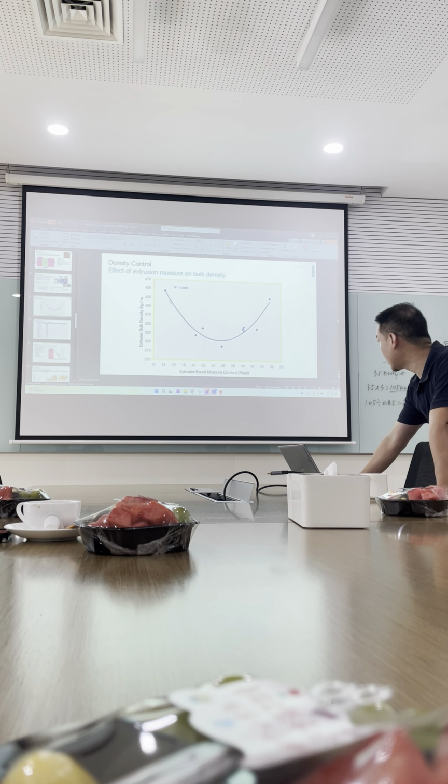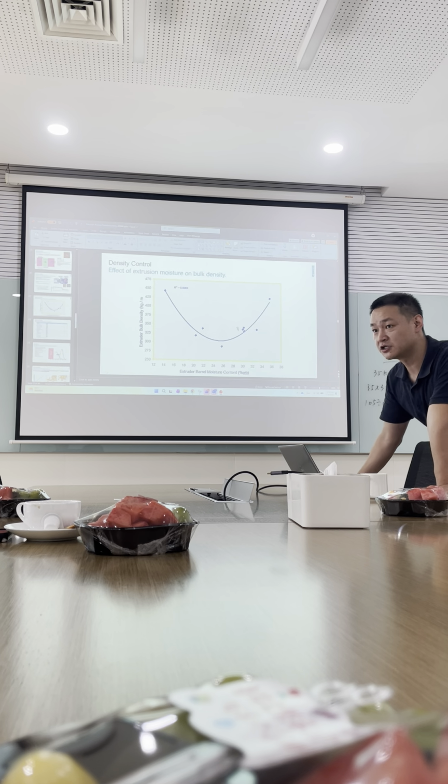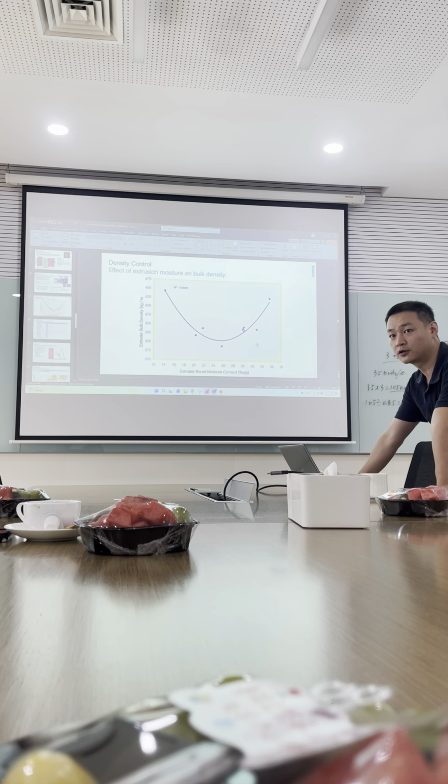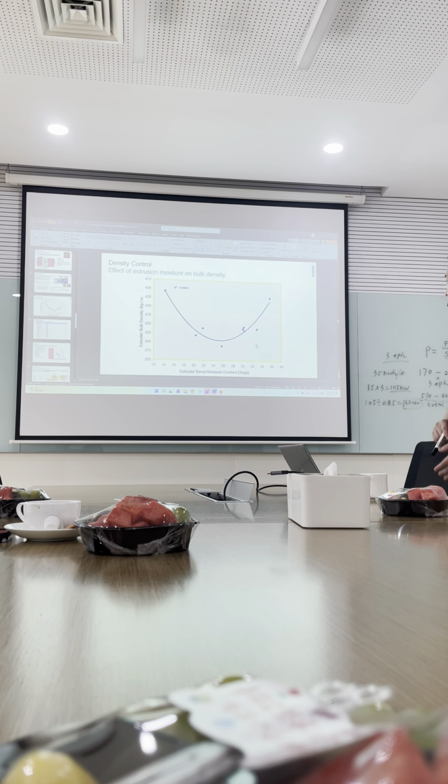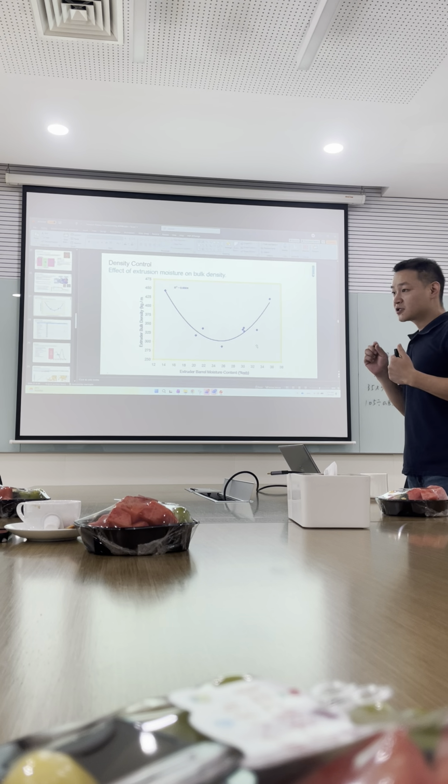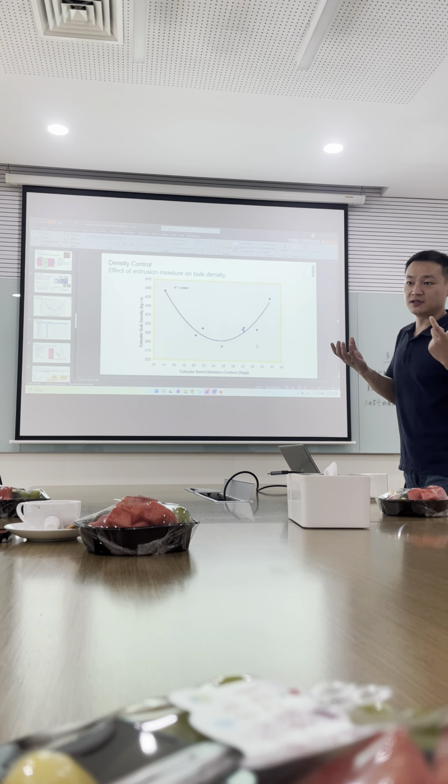the bulk density with higher moisture addition in the extruder, the bulk density is lower. But after a point, when you increase moisture too high, the bulk density even gets higher. Because you know, for starch gelatinization, they need water. With lower water, the starch can't get gelatinized, right? And if the starch can't get gelatinized, the product can't get expanded, right?